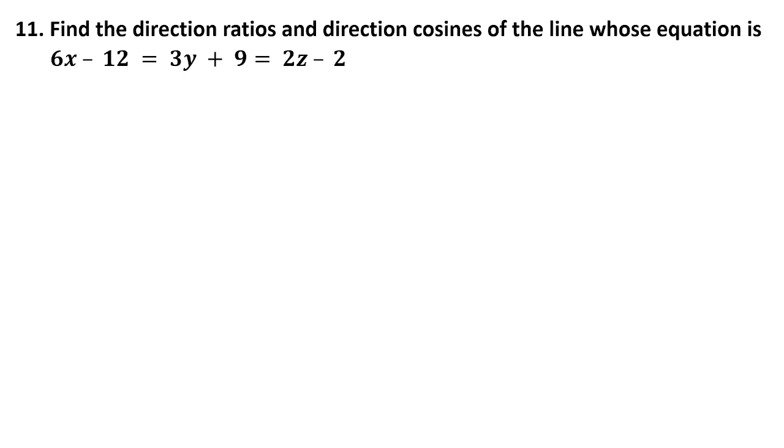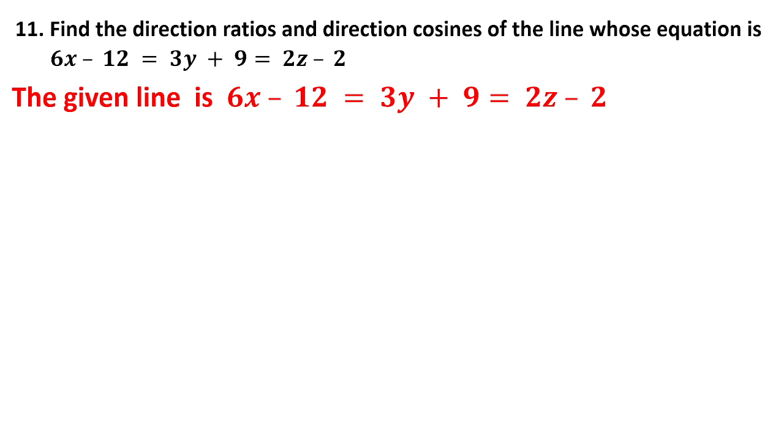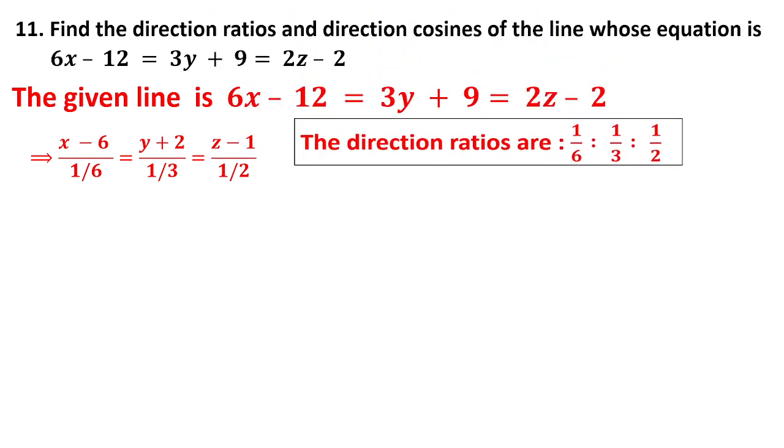Find the direction ratios and direction cosines of the line whose equation is given by this. But remember, whenever you go to direction ratios, the line should be in which form? Standard form. Let us convert it into standard form. Coefficient of x, coefficient of y, coefficient of z should be made as 1. I have made it now. Dividing numerator and denominator by 6, by 3, and by 2. Good. Our direction ratios are like this.